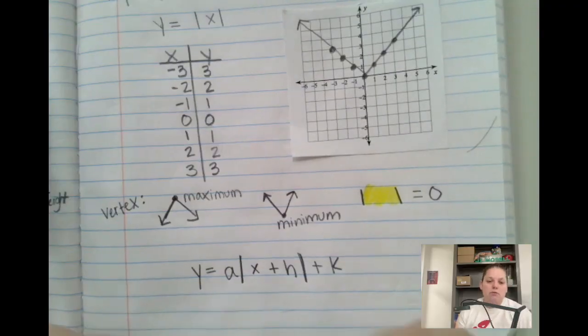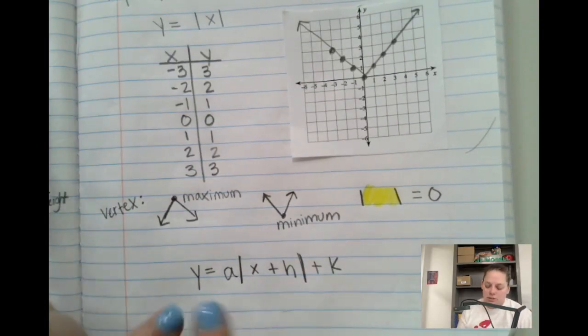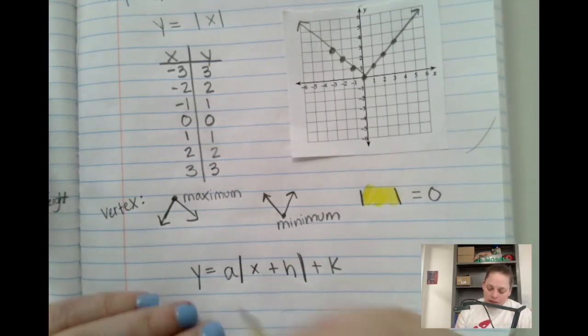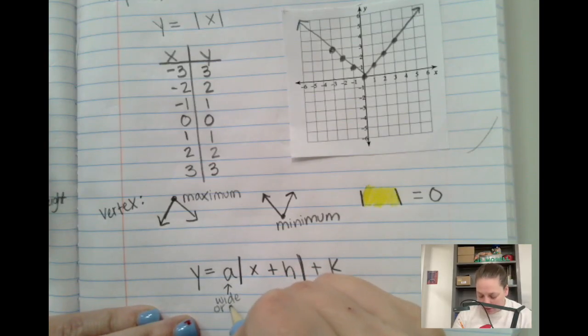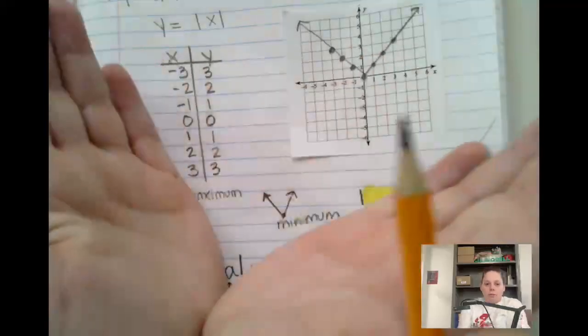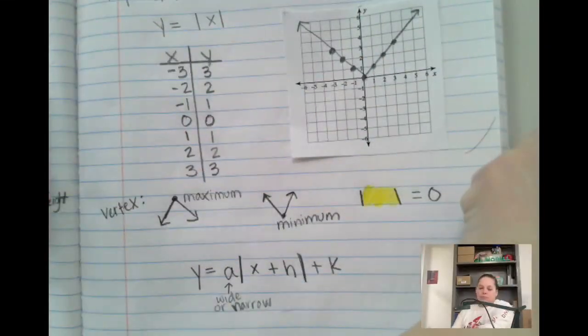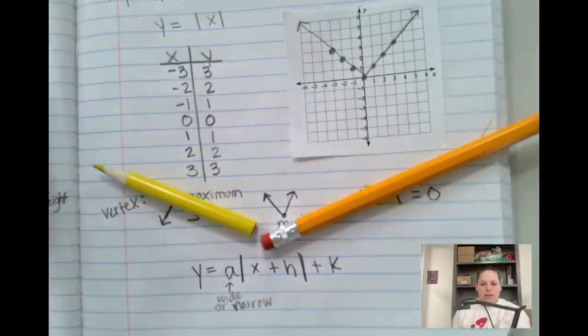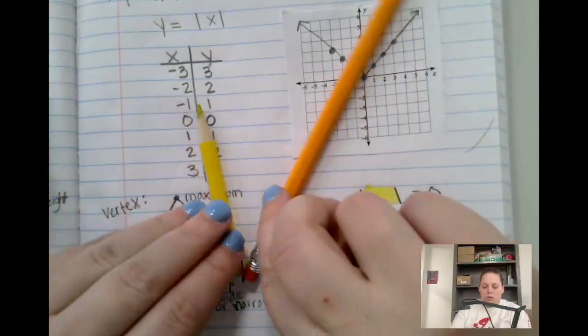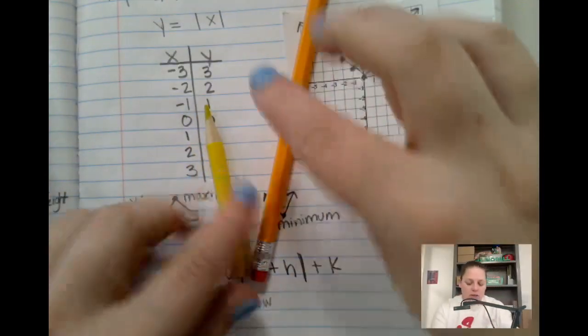Now this tells us some information based on just this equation. A first tells us if it's wide or narrow. So is it going to be wide? That means it's opening up. Wide would be like it's opening up really wide. It would be obtuse. Narrow is really narrow. Maybe acute.